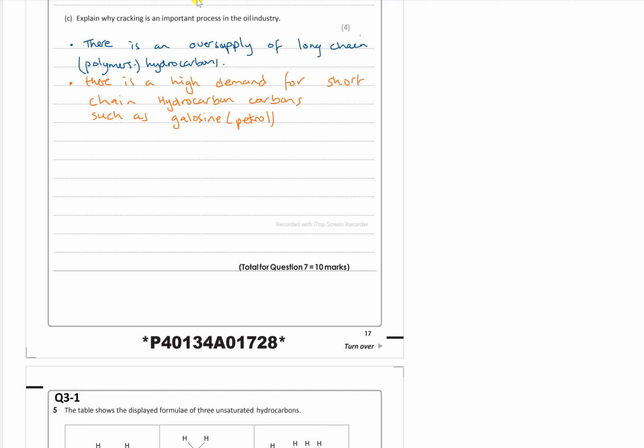Cracking also produces alkenes that are used to make alcohol and plastics.